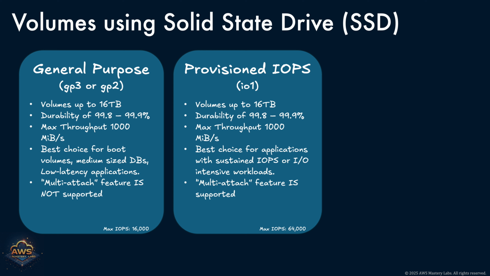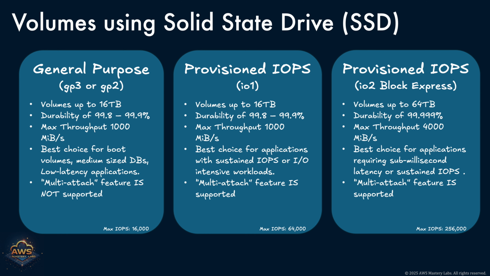Key features of IO1 volumes include provisioned IOPS. You can define the exact performance you need, up to 50 IOPS per GB, which is higher than general-purpose volumes. High durability: IO1 volumes offer 99.8% to 99.9% durability, minimizing the risk of data loss. Multi-attach: IO1 supports simultaneous attachment to multiple EC2 instances within the same availability zone, enabling high availability setups for clustered applications.